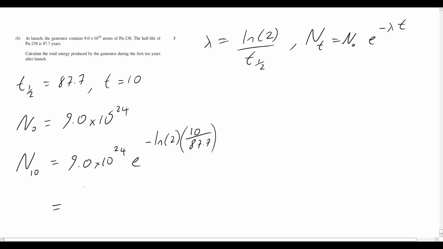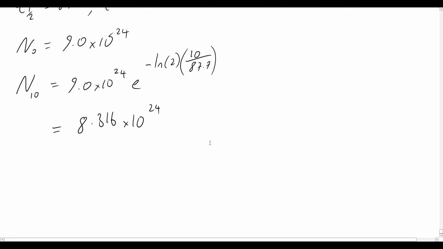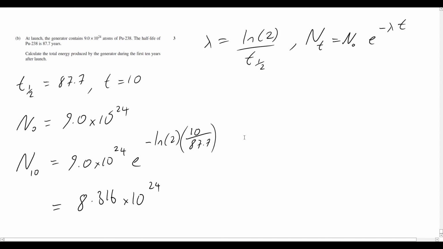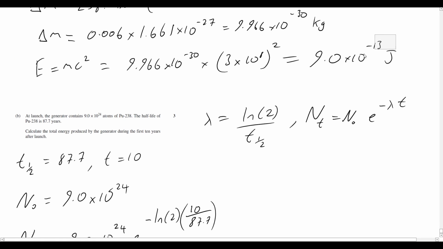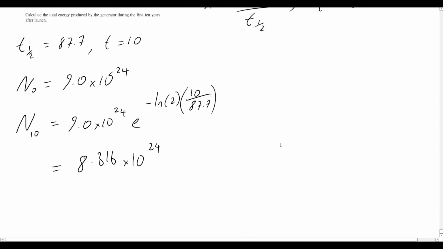And so when we compute that, we get a value of 8.316 times 10 to the 24. So that's the number of particles that will be remaining after 10 years have passed. So if we want to figure out the total energy released, we want to look at the difference in particles, since we know that for each particle it releases a discrete amount of energy.